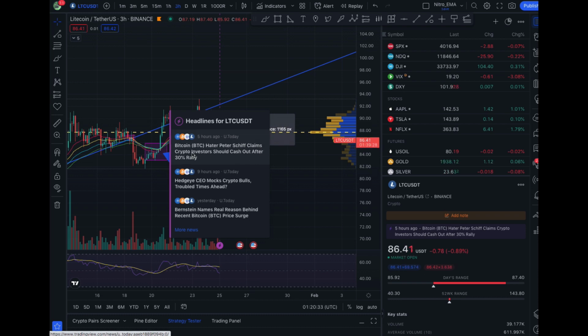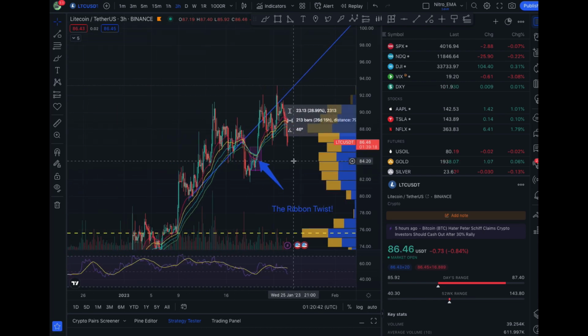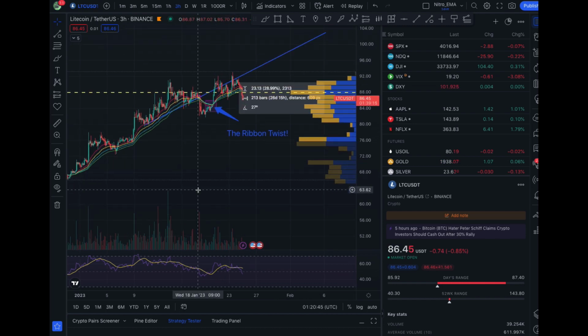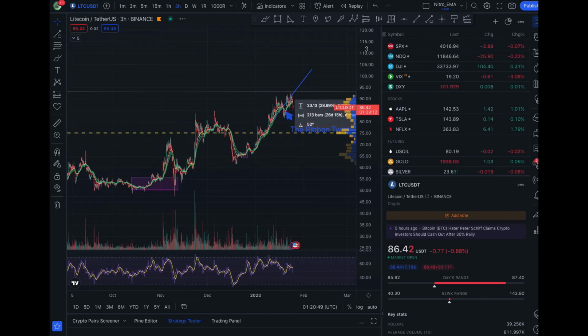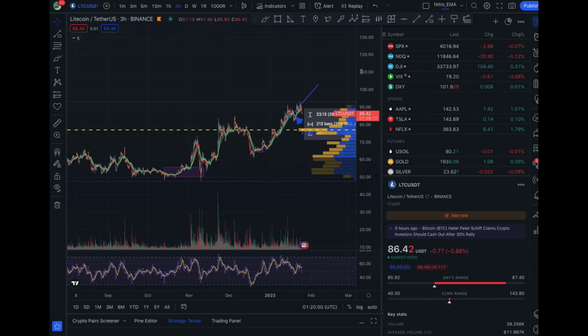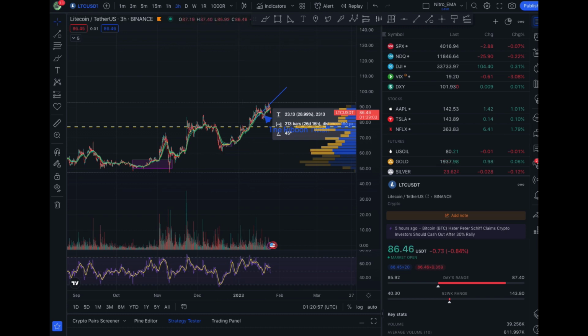Peter Schiff claims crypto investors should cash out after 30% rally. Of course you do. You're trying to trick everybody out of their coin. Come back down. I don't care what price it is. That's the problem, you guys think we care about the price right now. We understand. We know what we got to do.